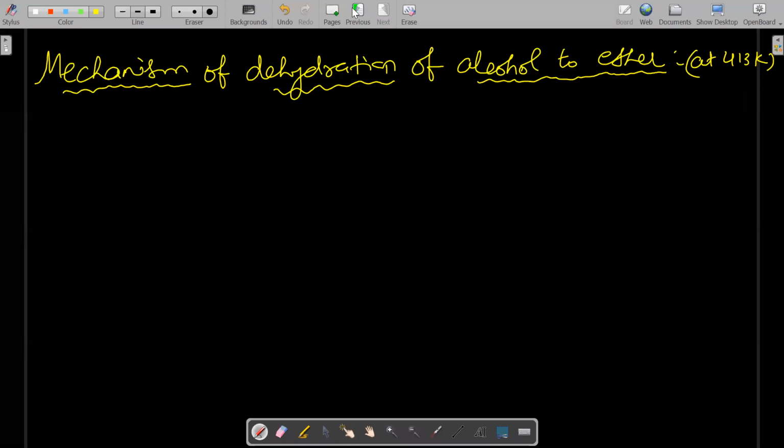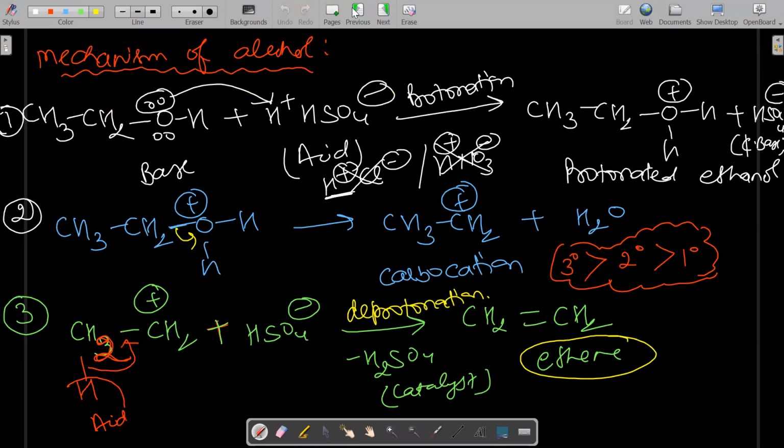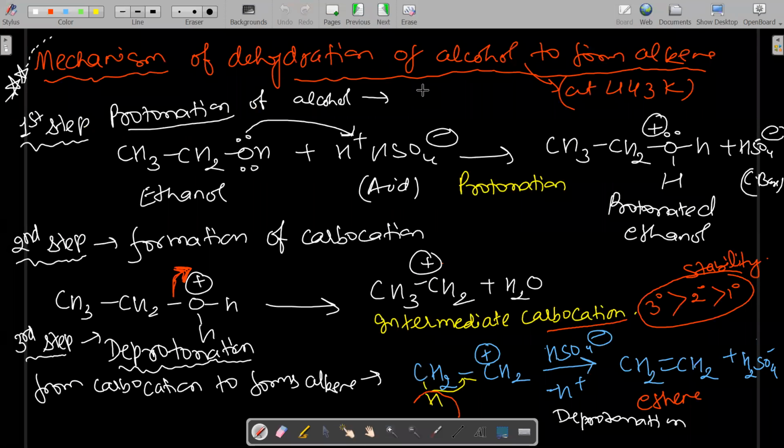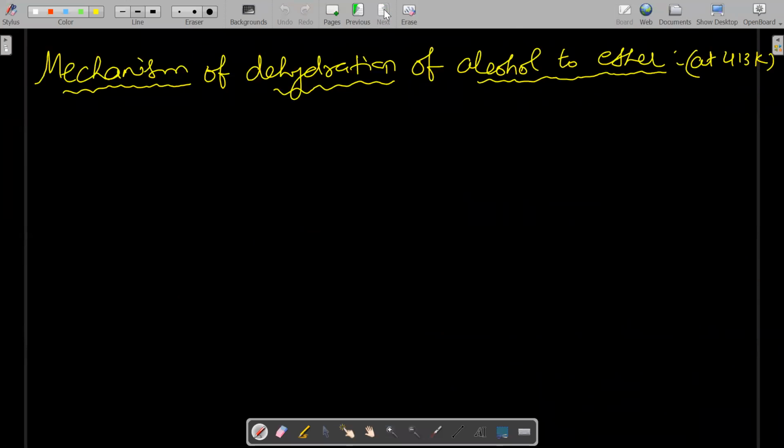Okay, so in the previous class we discussed the mechanism of dehydration of alcohol to form alkene. Now we'll discuss the second mechanism, dehydration of alcohol to form ether, at low temperature, that is 413 Kelvin. Again in this case also there are 3 steps.